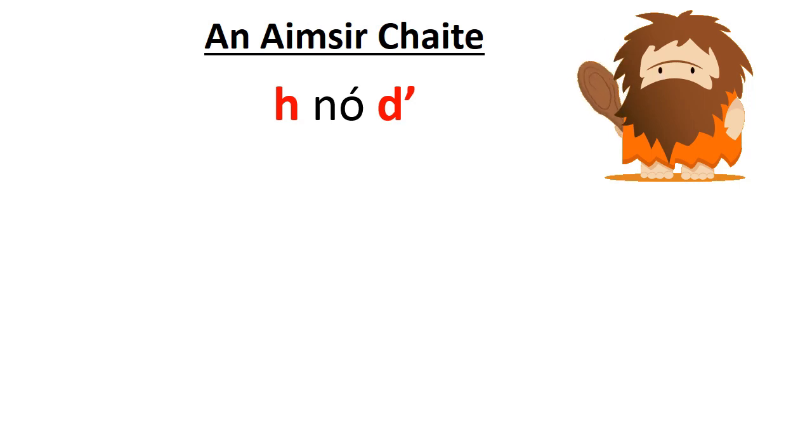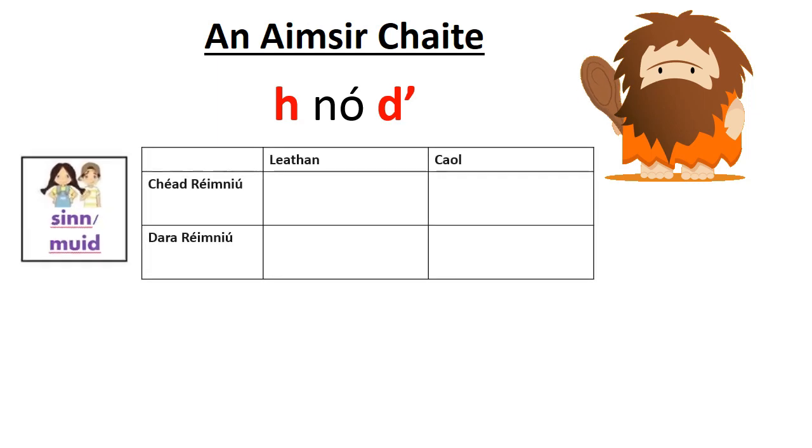So, it's an H for a consonant if it's one of the consonants that can take it, and remember they can't all take an H. Or a D apostrophe on a vowel.